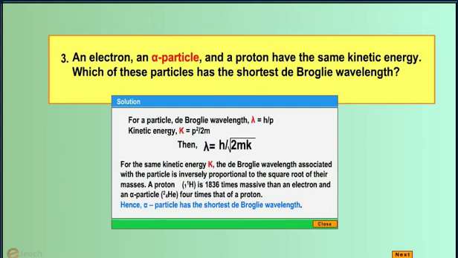For a particle, de Broglie wavelength lambda equals h upon p. Kinetic energy K equals p square upon 2m. Then lambda equals h upon under root 2mK.